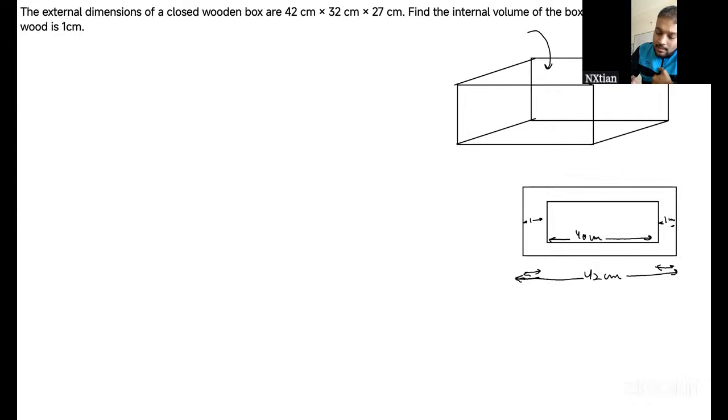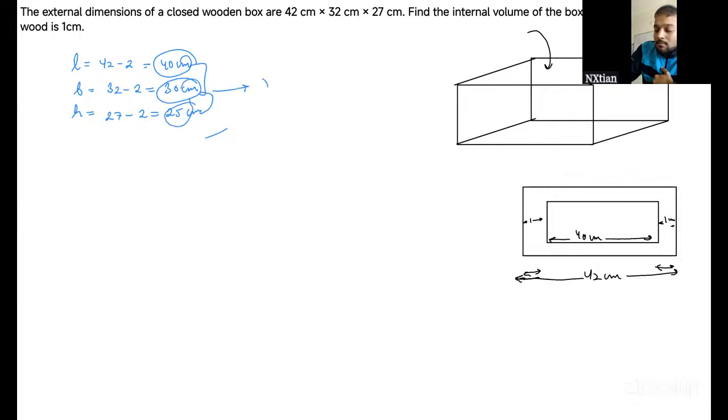In the same way, the length which is 42 centimeter, you have to minus 2, because 1 centimeter will come like this. So it becomes 40 centimeter. In the same way, breadth which is 32, 32 minus 2 will become 30 centimeter. And height, basically it is 27, so it will also minus by 2, which is 25 centimeter. So you got the internal dimension. Now you have to multiply it to get the volume. Understood, Abigail? Sam?